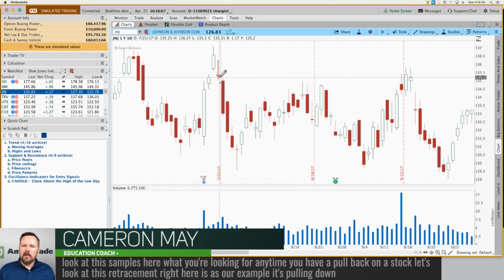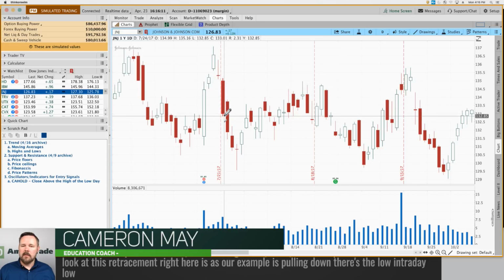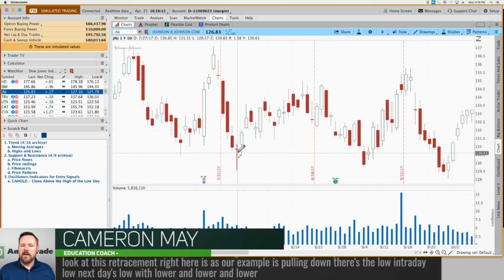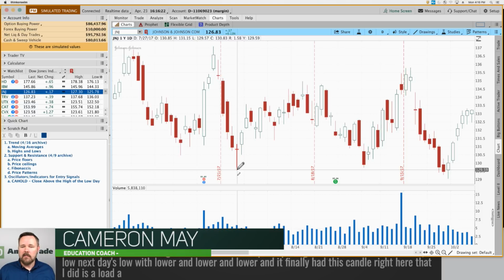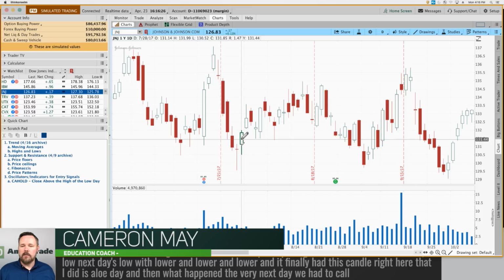It's pulling down. There's the low, intraday low. Next day's low was lower and lower and lower. And then finally we had this candle right here that identifies a low day. And then what happened the very next day? We had a close above the high of that low day.